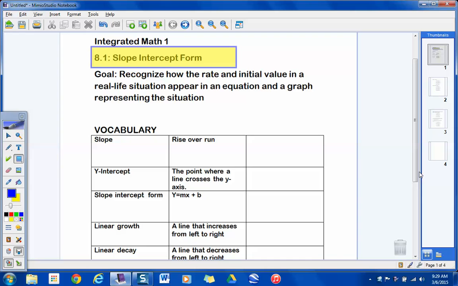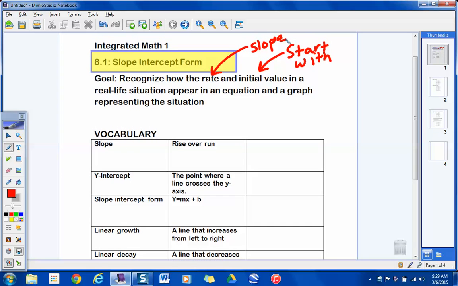Goal-wise, we're looking at how to recognize the rate and initial value. Okay, there's that phrase again, initial value. You might want to make a note. Initial value is basically what you start with. Okay, I also have a word in here, rate. You're going to hear me refer to rate as a slope sometimes, so you might want to write this down as a slope. So a rate might be like a slope.